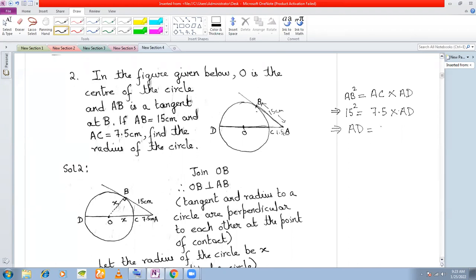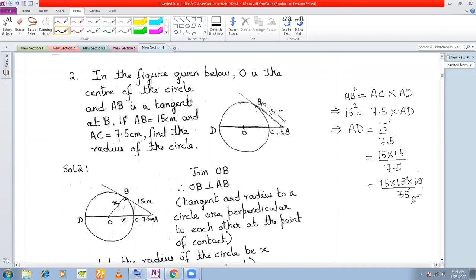If you divide both sides by 7.5, you're going to get 15 square by 7.5. So this is 15 into 15 divided by 7.5, which is 15 into 15 into 10 divided by 75. So I've shifted one decimal in the denominator. That is why I multiplied the numerator by 10. Okay. So I can cancel this here with 5 and this here with 2. So you're getting this as 30. So this entire length you are getting as 30.